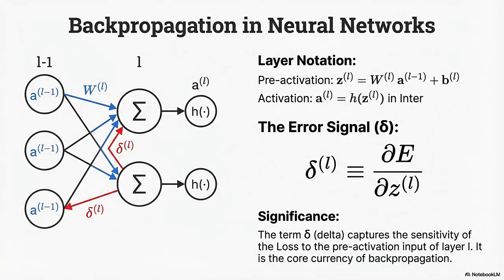You can think of it as the core currency of backpropagation. It's a single value for each neuron that tells us exactly how much that neuron's input needs to change to reduce the final error. It's the blame signal.